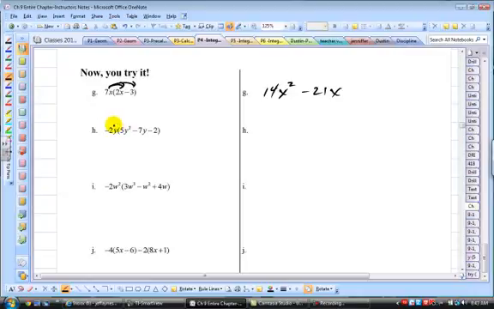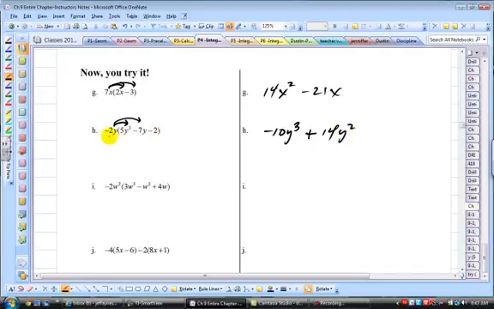Okay, we're back now, and I see on the first term here, negative 2 times 5 is negative 10. Y times y squared is y cubed. On the second term, I've got a negative times a negative is a positive, so I write down plus. Negative 2 times negative 7 is 14. Y times y is y squared.